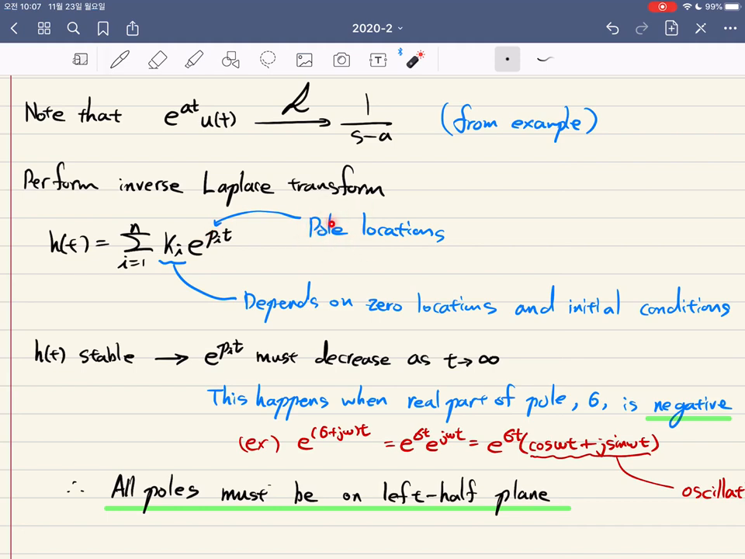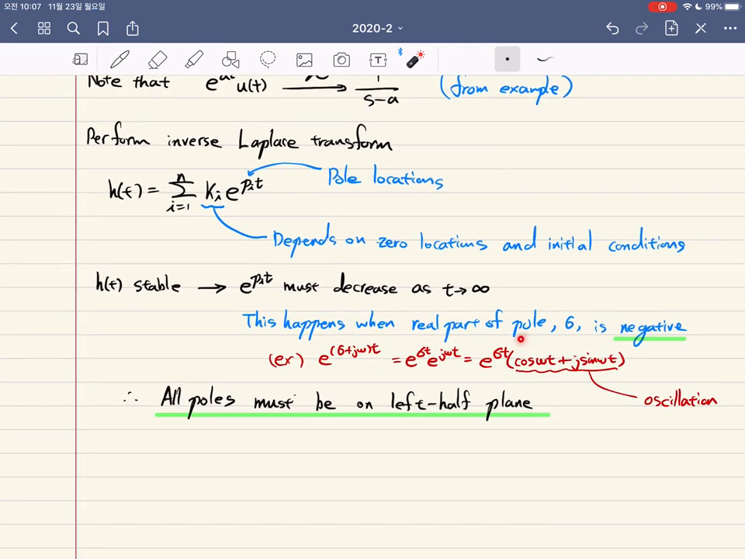Therefore, as time increases, this exponential must decrease for this h of t to be stable, which means it converges to 0. And this happens when the real part of the pole, which is sigma, is negative. And therefore, we end up with the same conclusion that all poles must be on the left half plane, right? So with a different perspective, same conclusion. Stability means that all poles must be located in the left half plane.